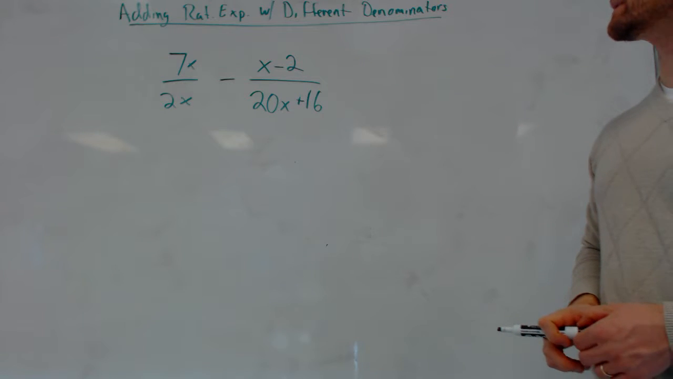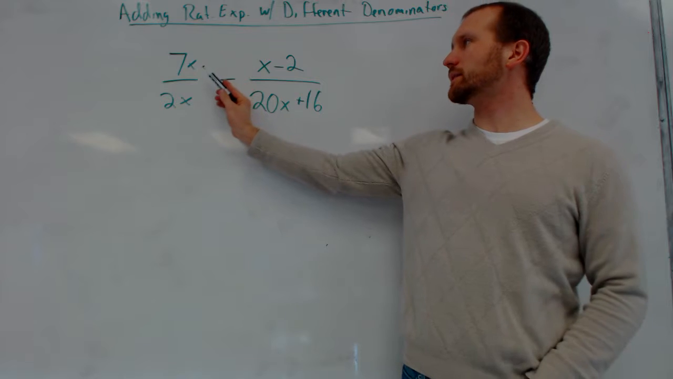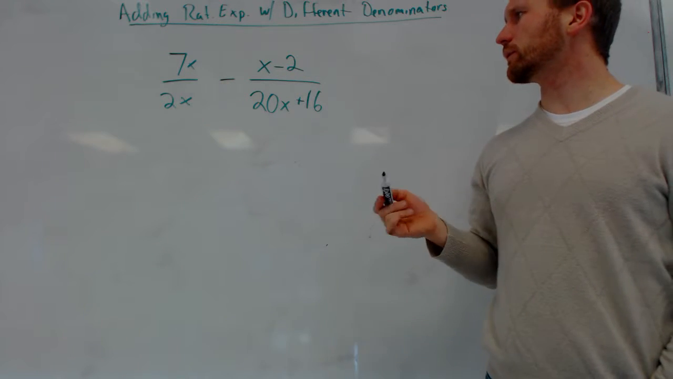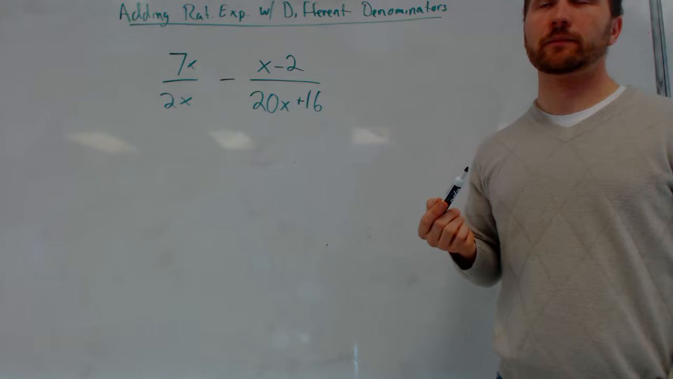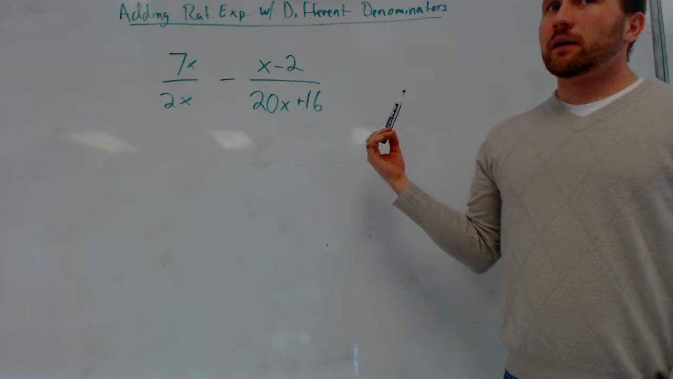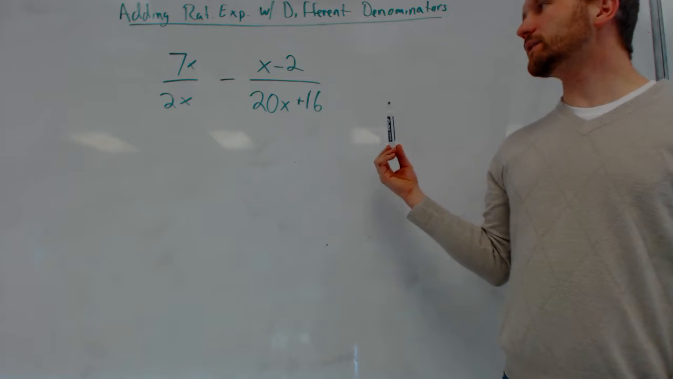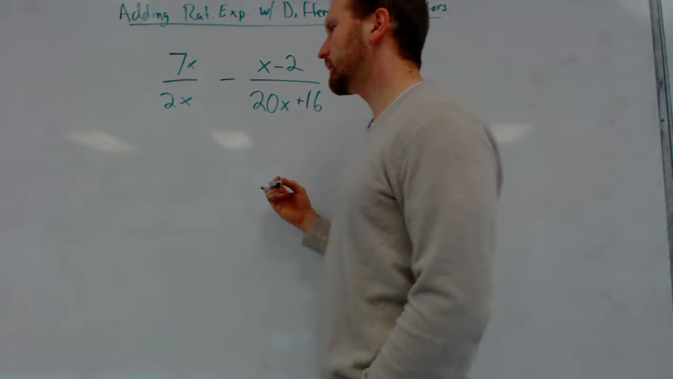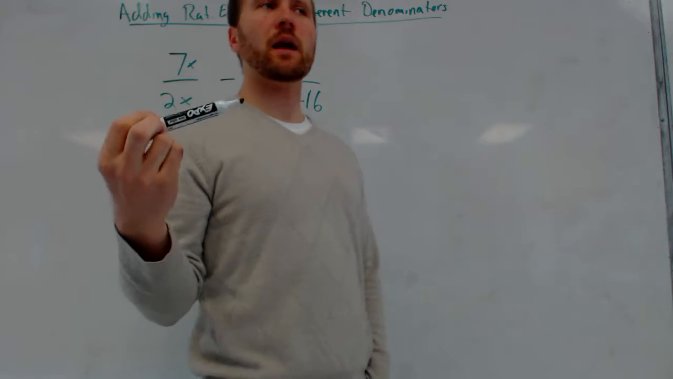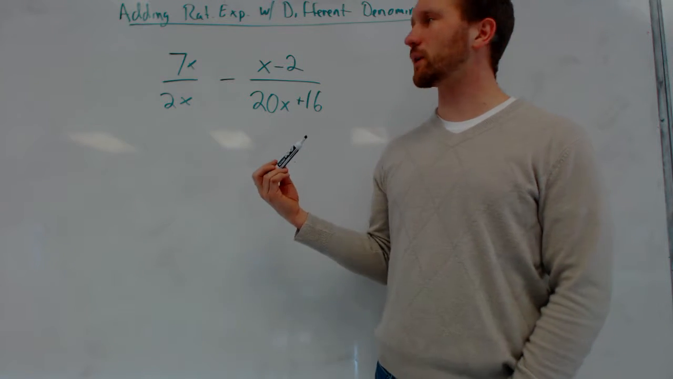Adding rational expressions with different denominators. So we're going to look at this example: 7x over 2x minus x minus 2 over 20x plus 16. It's up to you guys. I'll solve it the same way I did yesterday, or I started to yesterday, and then at the end, I'll see if you can tell me what the shortcut would have been.